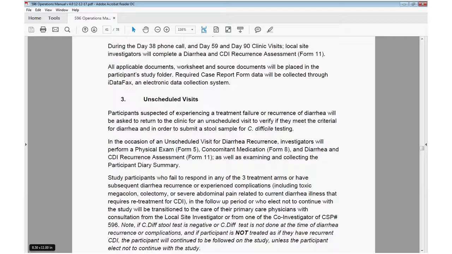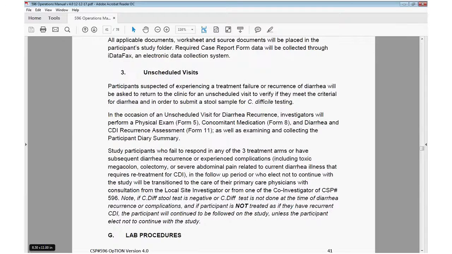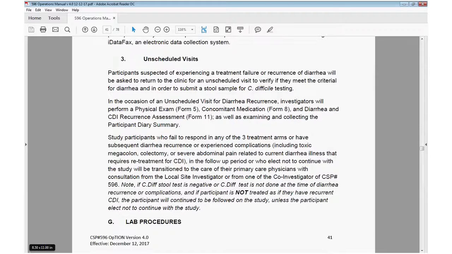Participants suspected of experiencing treatment failure or recurrence of diarrhea will be asked to return to clinic for an unscheduled visit to verify if they meet the criteria for diarrhea and to submit a stool sample for C. diff testing. In the case of an unscheduled visit for diarrhea recurrence, investigators will perform a physical exam, Form 5, concomitant medication, Form 8, and the diarrhea and CDI recurrence assessment, Form 11, as well as examine and collect the participant's diary summary.